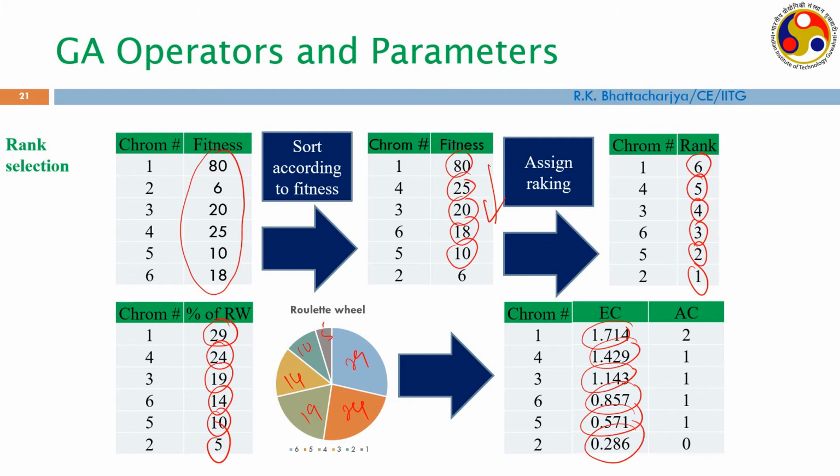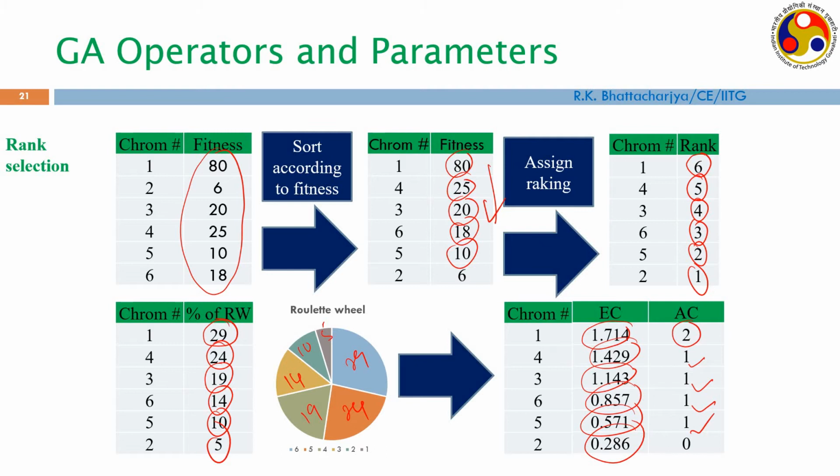And what is the actual count? As I said, I cannot use 1.5 copies of a solution, so it has to be an integer value. So I have rounded, which means the first solution will have 2 copies and the others will have 1 each. In total you are selecting 6 solutions. I hope this is clear. So this is rank selection.